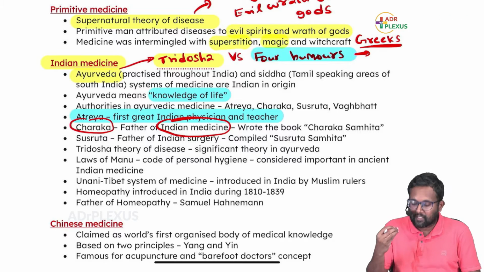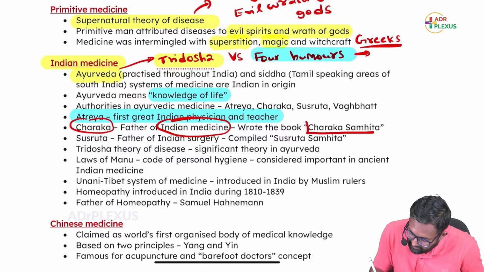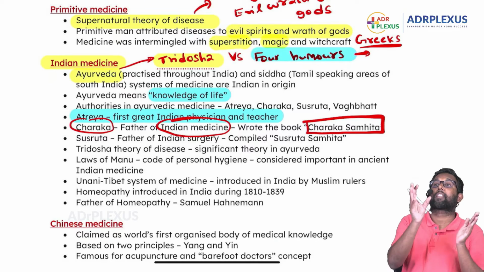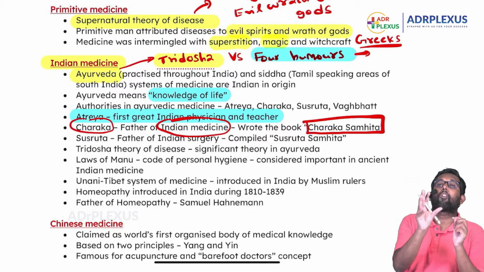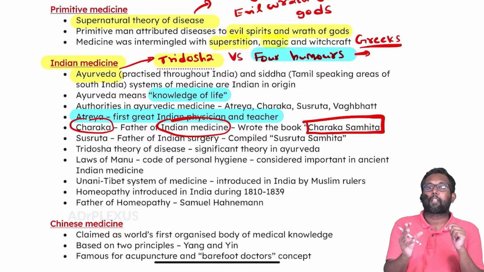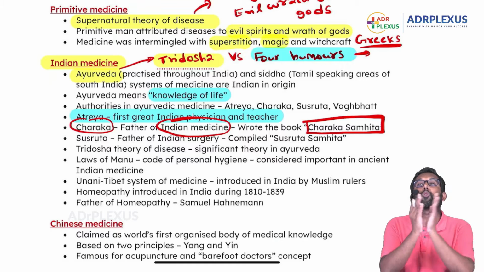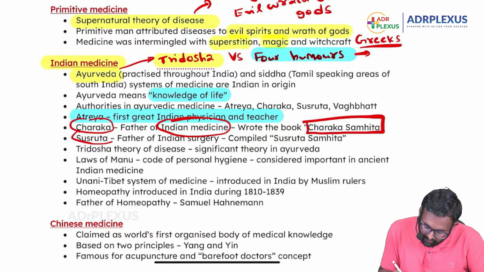Like this, the book of medicine, he called it Samhita. You can remember Charaka Samhita. Like Samantha means acting book, here Samhita means book of medicine. So Charaka Samhita is a book on Indian medicine. Next person is Sushruta.